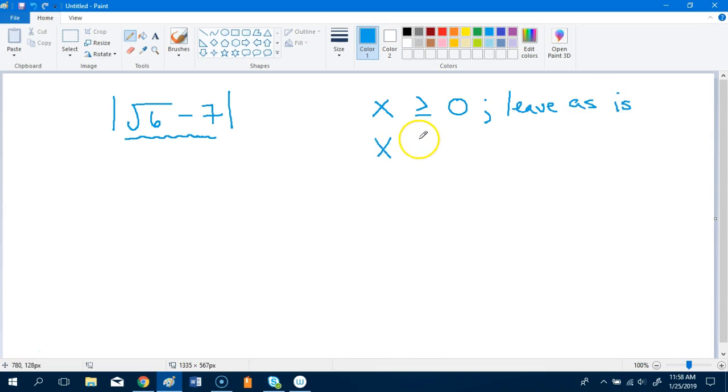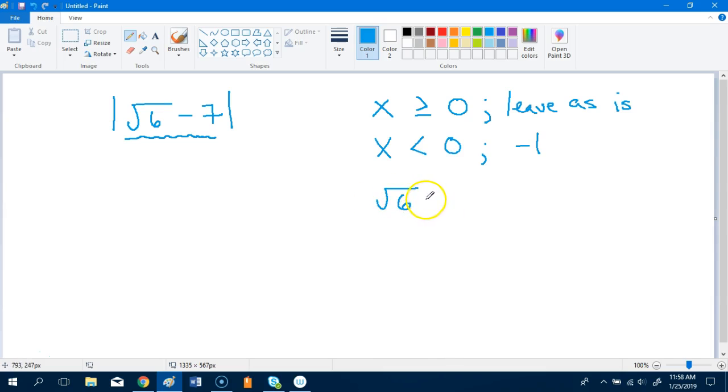If the expression is less than 0, then we're going to multiply everything by -1. We're going to turn the expression over to be negative. So what that looks like is this. First of all, we have to evaluate the expression. So I'm going to do that over here.